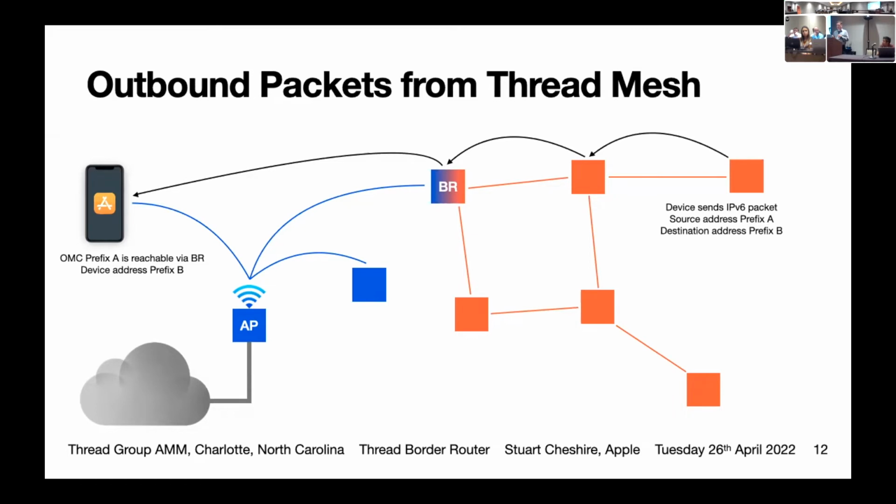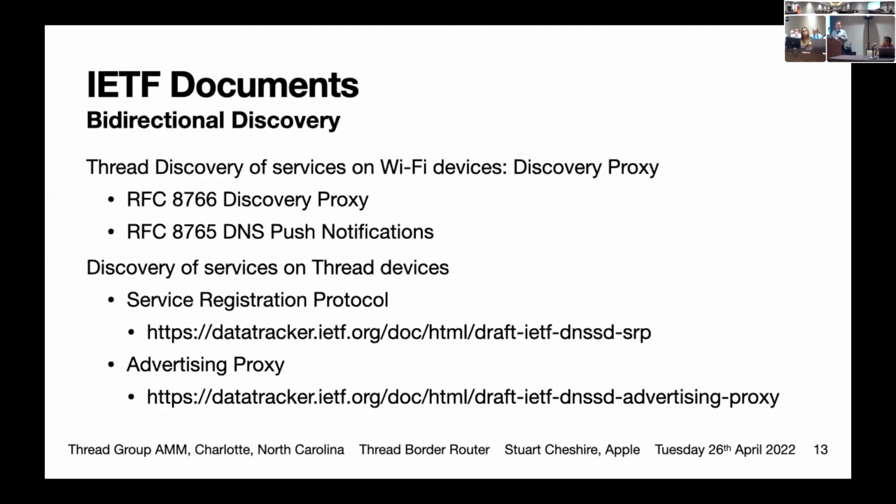A packet is generated going to a destination in prefix B, and the Thread mesh doesn't know anything about that, but it knows it's outside the mesh. So the packet will make its way through the mesh to the border router, and the border router, by looking in its routing table, says, oh, this is an on-link prefix for my Wi-Fi network, so I will send it one hop to its final destination. So putting those two things together, we now have bidirectional discovery and bidirectional communication.